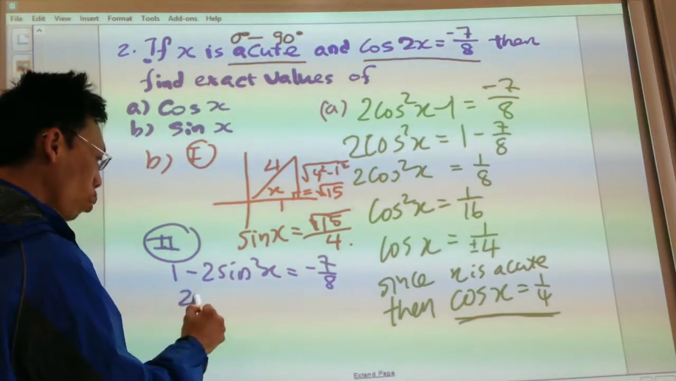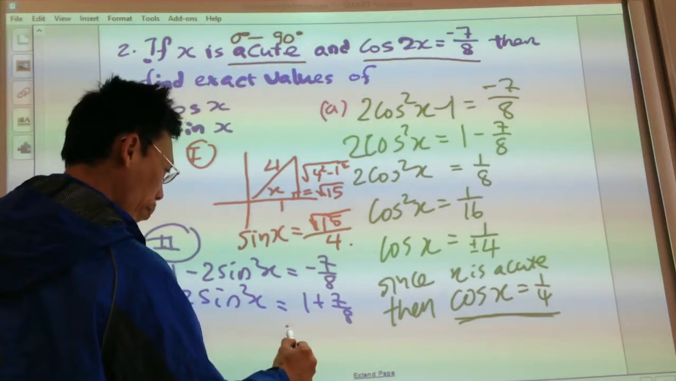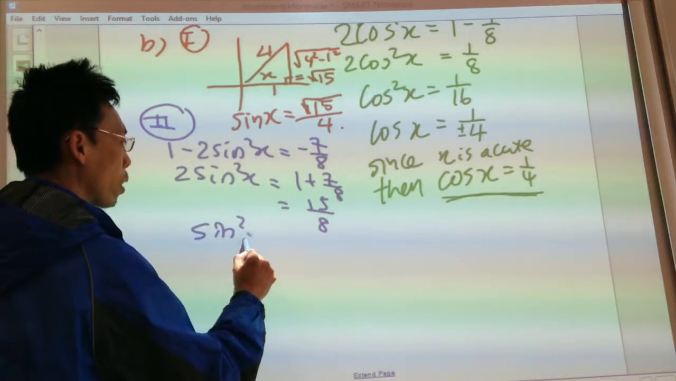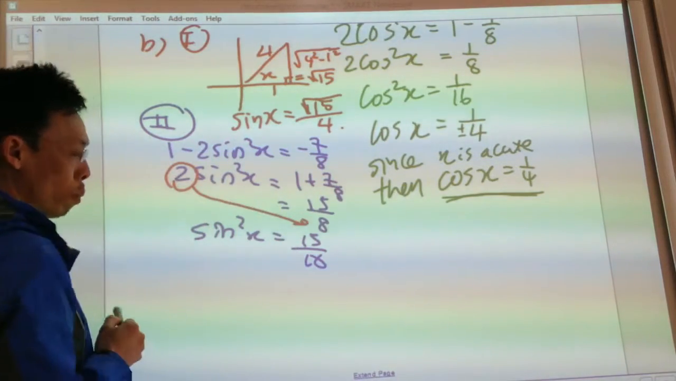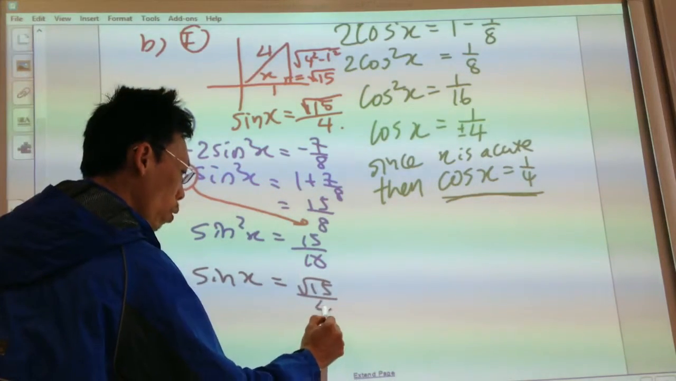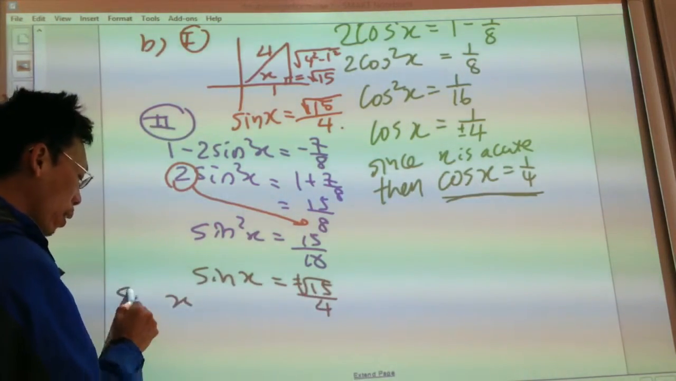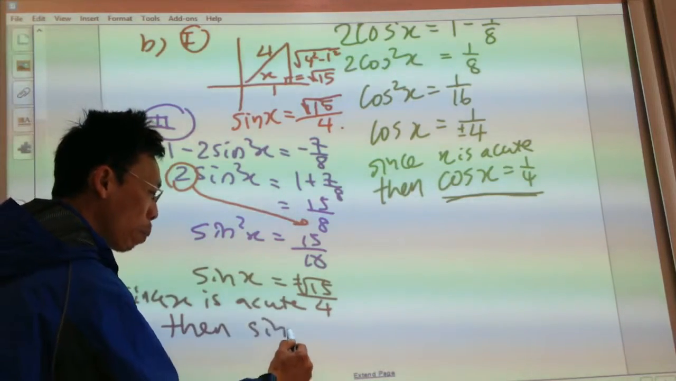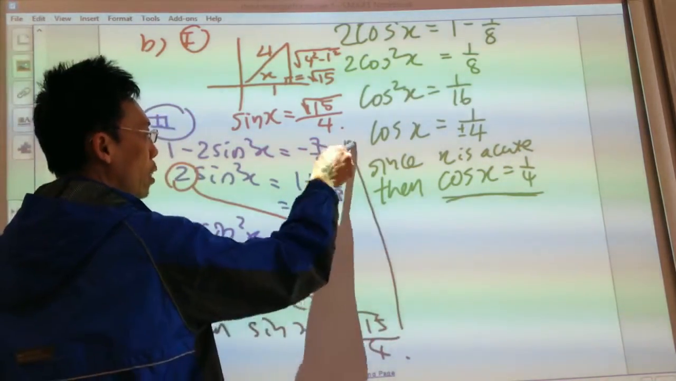So in this case, 2 sine square x is equal to 1 plus 7 over 8. So you get 15 over 8. What I will get is sine square x is equal to 15 over 16, because 2 goes down to the bottom here. So what I have then is sine x is equal to plus or minus square root of 15 over 4. Since x is acute, sine x must be equal to square root of 15 over 4. And you see that this is exactly the same answer.